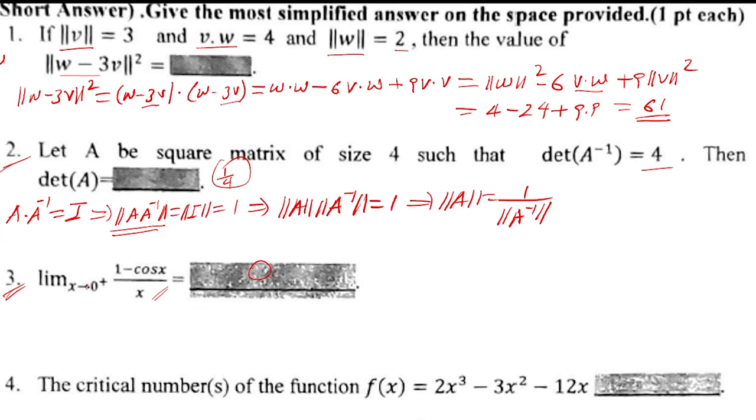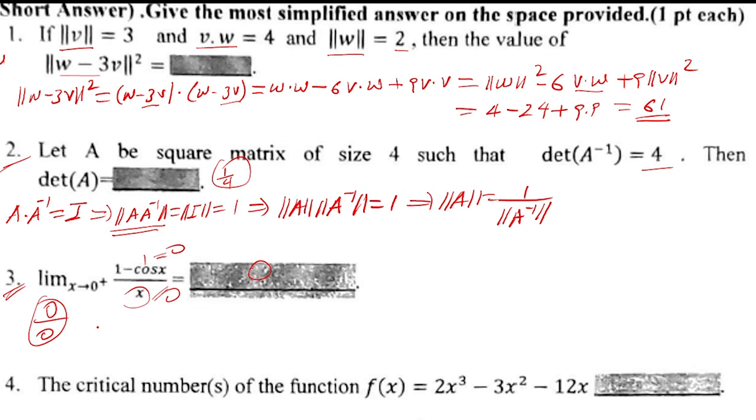simply look, direct substitution, check. What's the limit of 1 minus cos x? When x is 0, cos 0 is 1. 1 minus 1, that's 0. What's the limit of x as x goes to 0? 0. Therefore, 0 over 0, indeterminate form. So apply L'Hopital's rule.